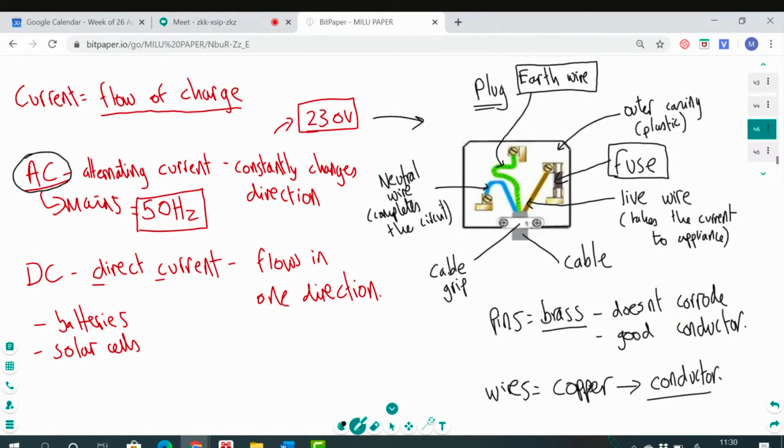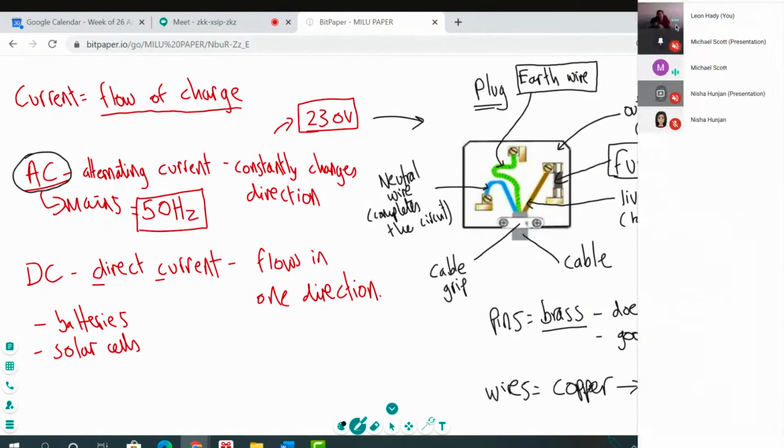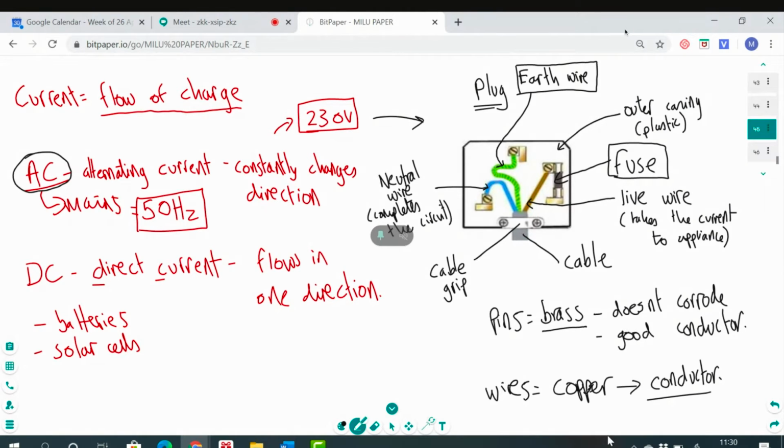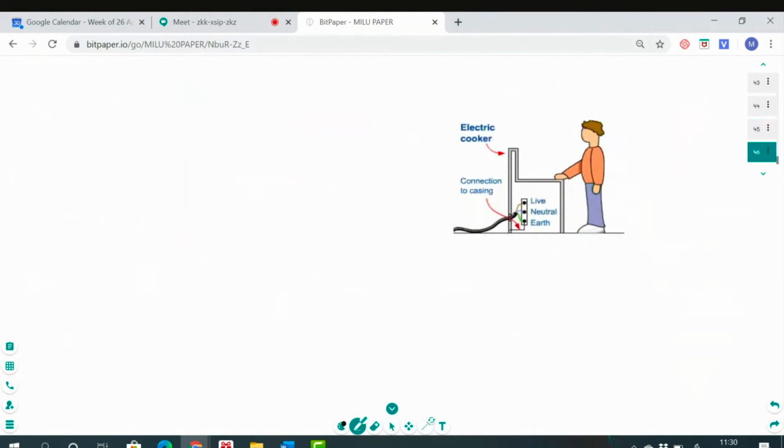So there we have the structure of a plug. We have all the different uses of these different wires. And we're going to take a closer look now at the role of an earth wire and the fuse. So I'm just going to skip over to my next slide here. And, as they say, here's one I prepared earlier. So here we've got an appliance, and it's an electric cooker.